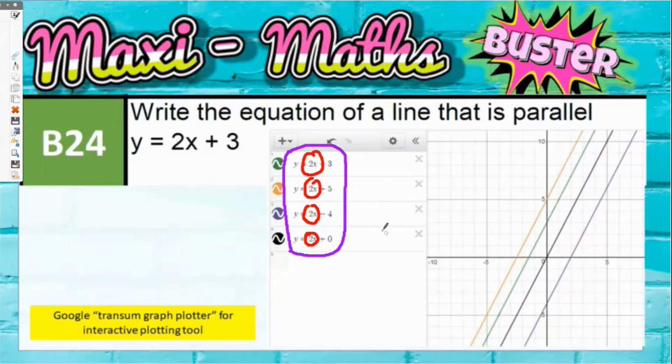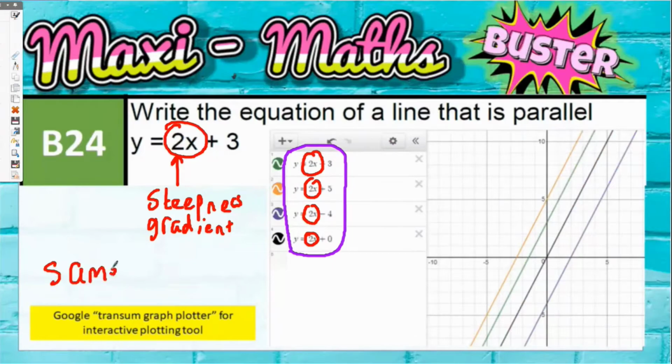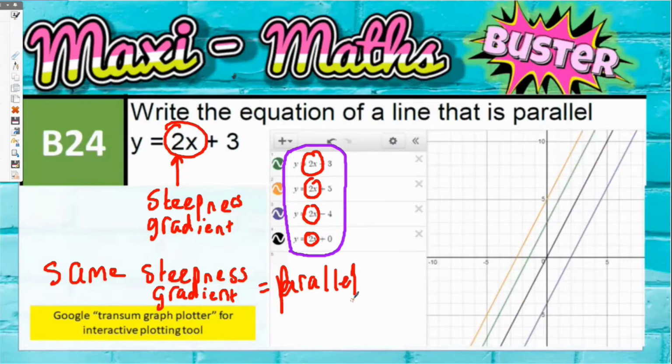That's because the number in front of x is the steepness value, and the posh word for that is gradient. So lines with the same steepness value, same steepness, or same gradient are going to be parallel. Same steepness value, they're going to be parallel lines.